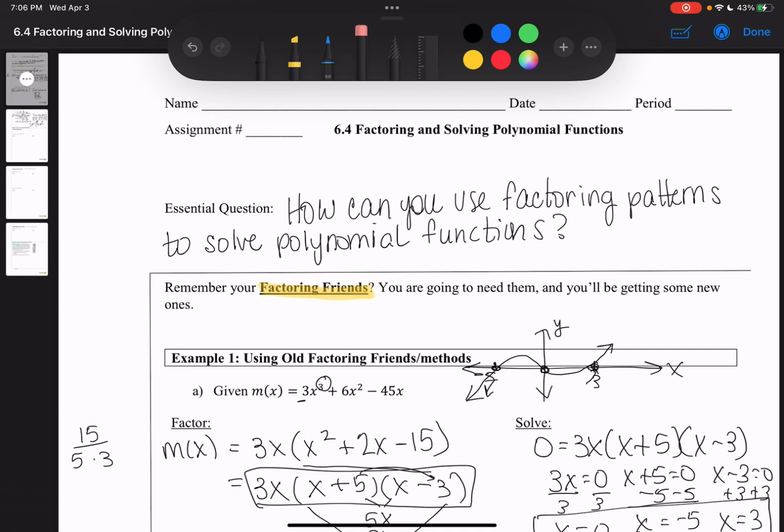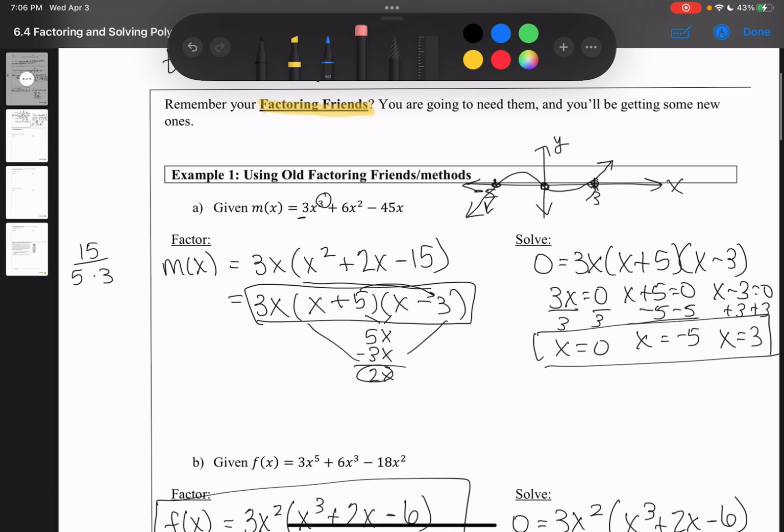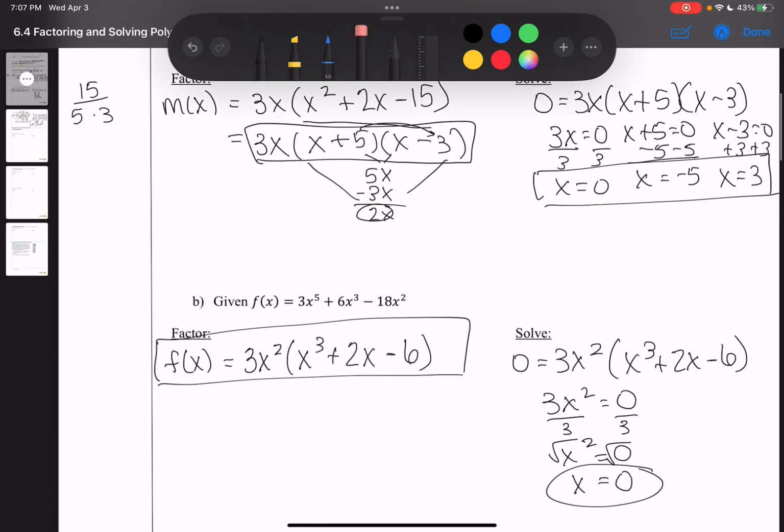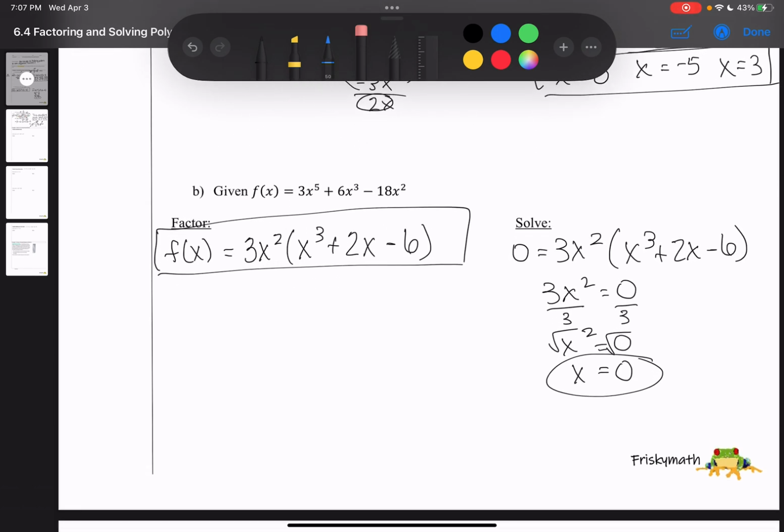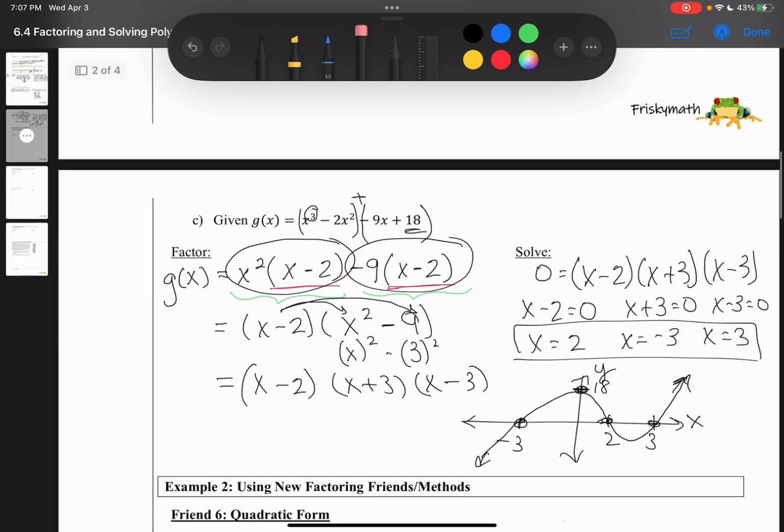In this video, we'll continue working with 6.4, factoring and solving polynomial functions. In our last video, we reviewed some of our old factoring friends. For example, in example 1a, we used our greatest common monomial friend, and then we used guess and check. In example b, we just used our first friend, greatest common monomial. And in example c, we used factor by grouping, and in addition, difference of two squares.